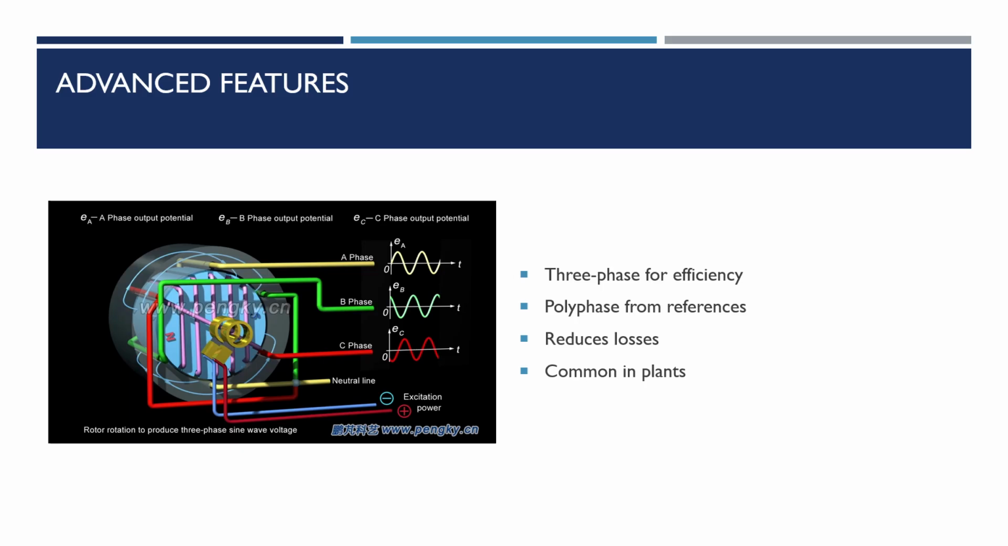Why do we use three-phase? Primarily for efficiency. It allows for much smoother power transfer and even smaller and more efficient motors, and most critically, it reduces transmission losses. Sending power via three wires is far more efficient than doing it with a single wire pair. This system is universal and common in all large power plants and transmission grids globally.